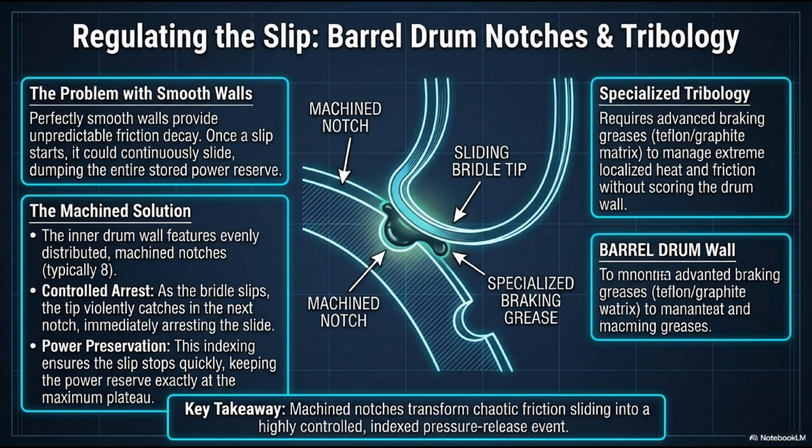Furthermore, look at the specialized tribology. You cannot use standard watch oil here. The extreme localized heat and shear friction of the steel bridle scraping against the brass or steel drum wall would score and destroy the metal. Watchmakers must use advanced, highly specialized braking greases, often heavy Teflon or graphite matrices, to lubricate the slide while simultaneously providing enough drag to manage the slip without destroying the wall. It is a microscopic balancing act.